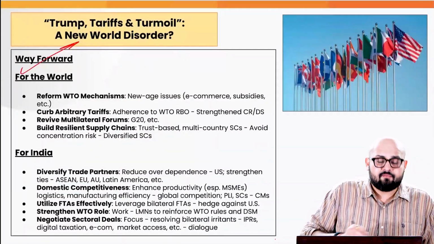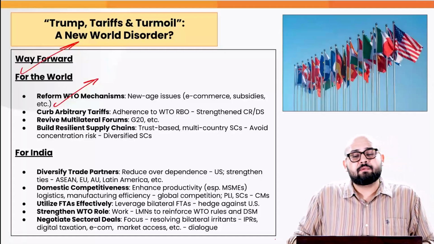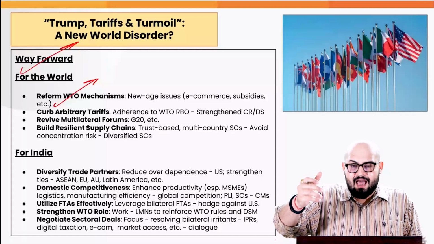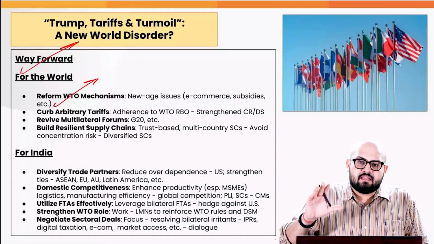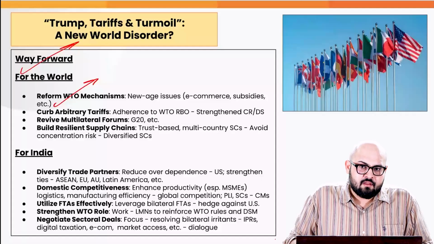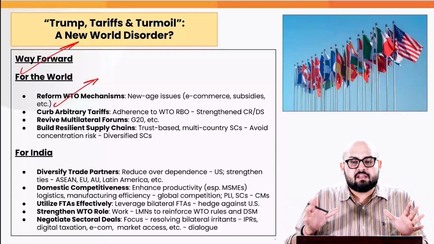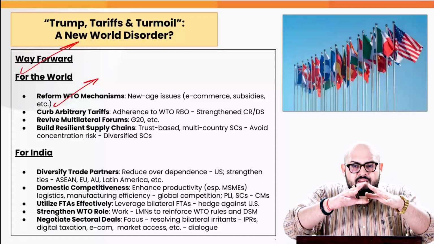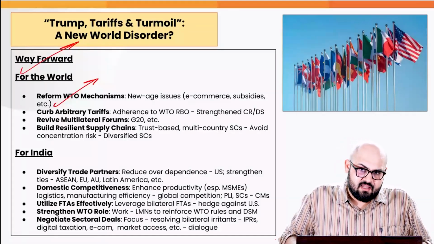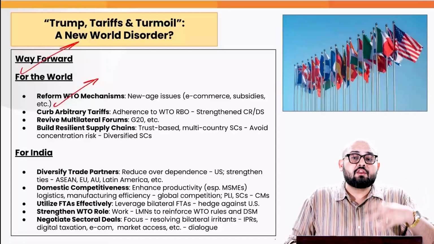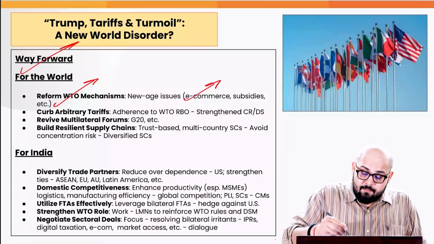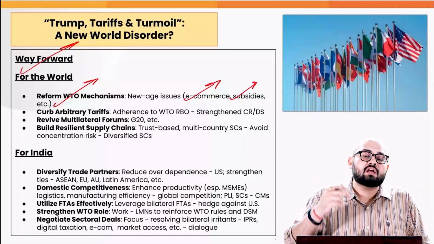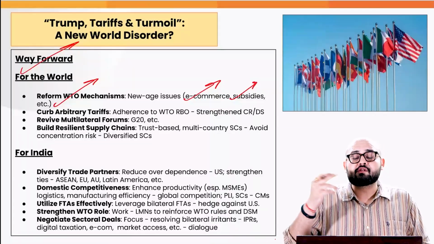Now, what can be the way forward? For the world, the very first is there has to be reform in the World Trade Organization mechanism. If the US is giving a threat that it is going to come out, it doesn't mean that we do not focus upon the WTO reforms. This is the high time where different countries should come together and reinforce and strengthen the overall mandate of the World Trade Organization. Again, we have to incorporate new age issues, for example, e-commerce, subsidies, digital trade, right? These are the areas where the WTO should come up with new rules and regulations, what we call a rules-based order.